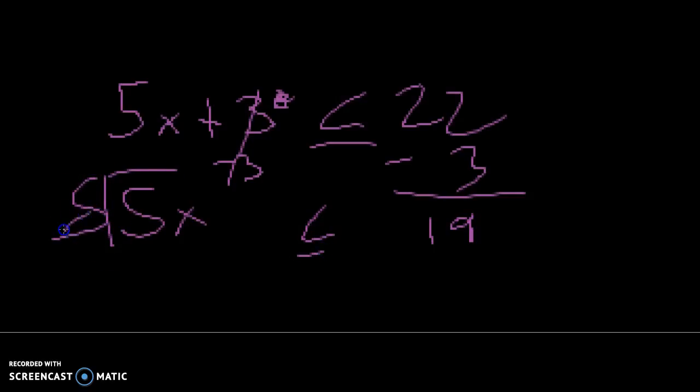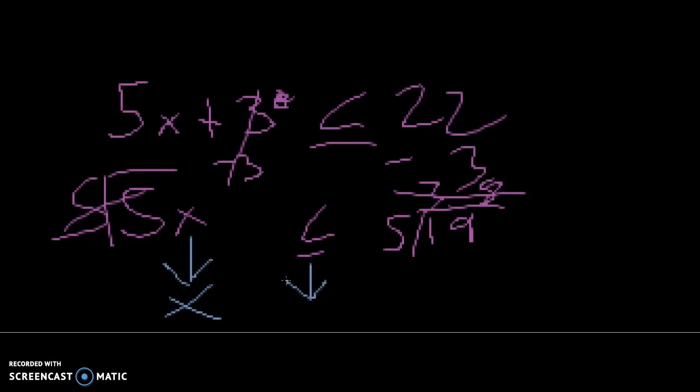Divide by 5. 19 divided by 5 is 3.8. So then, drop down our x, drop down our less than or equal to sign, and drop down 3.8. And that's our final answer.